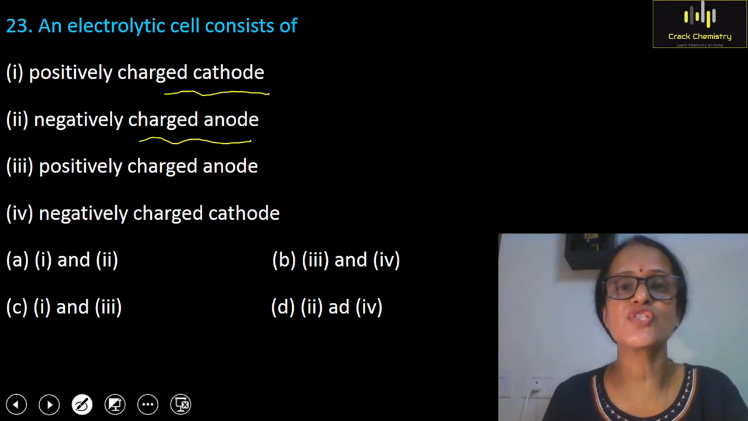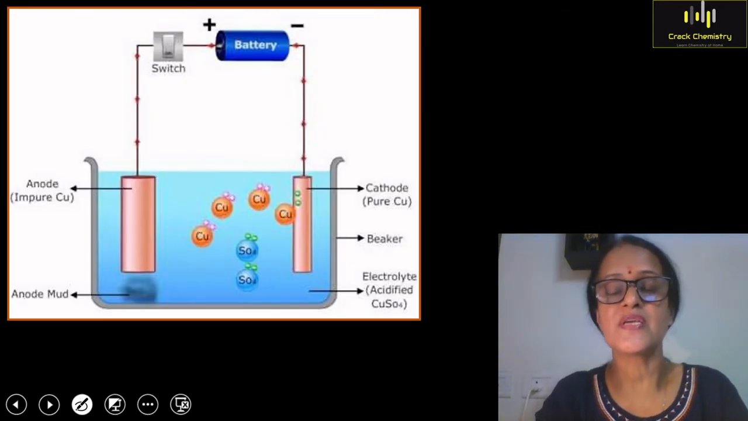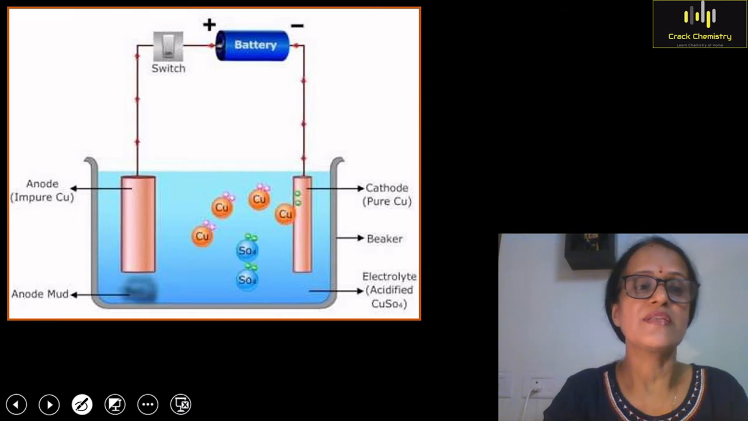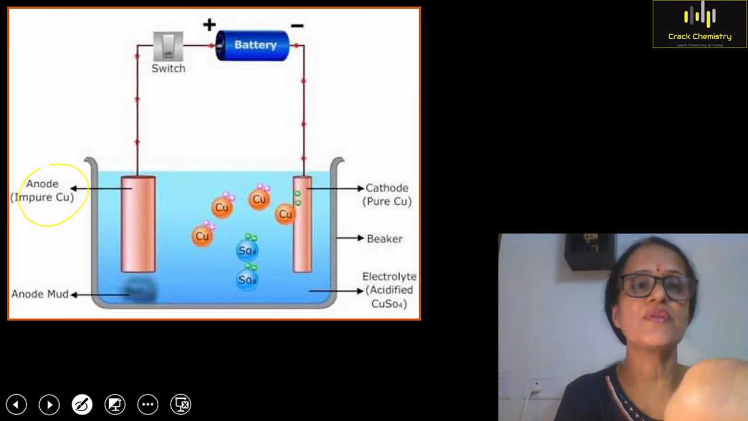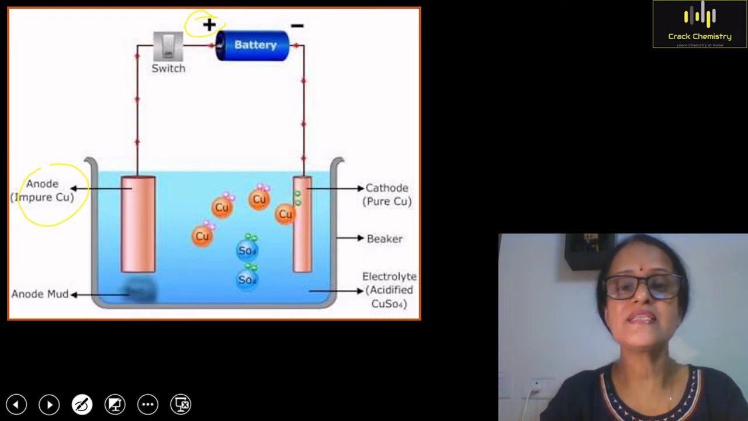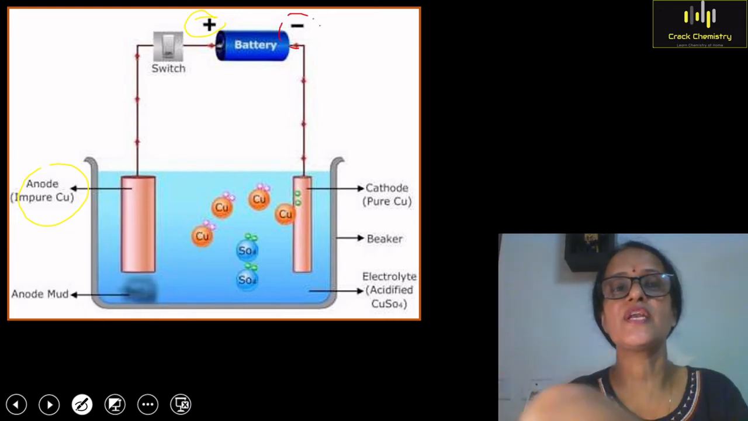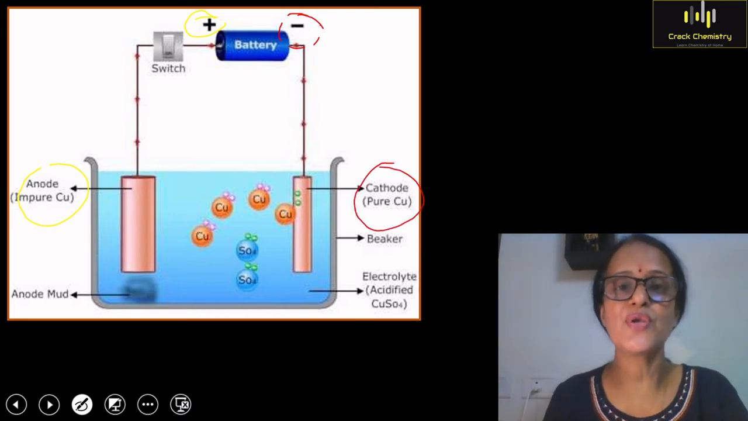Before discussing these options, let's first see what is an electrolytic cell. Children, an electrolytic cell consists of 2 electrodes. The electrode which is connected to the positive terminal of the battery is called anode. And the electrode which is connected to the negative terminal of the battery is called cathode. So we can conclude that anode is a positive electrode and cathode is a negative electrode.